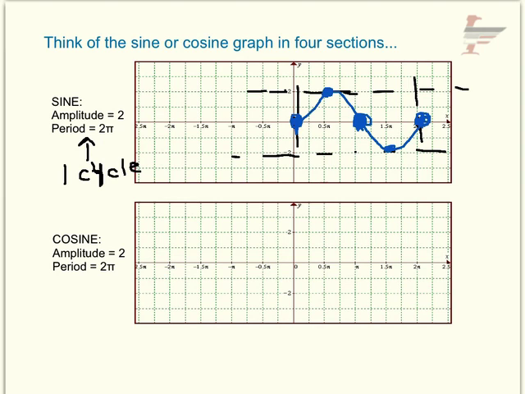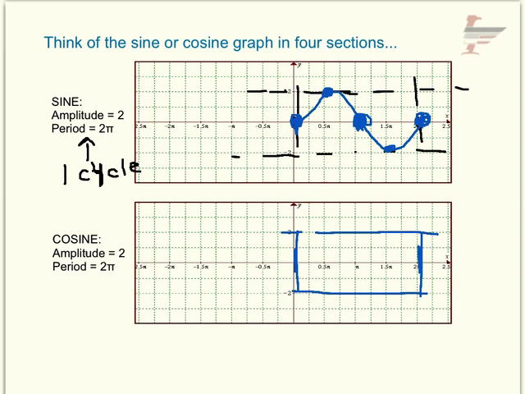Cosine, kind of the same thing. So your period is 2 pi. So from 0 through 2 pi will be one cycle, and your amplitude is 2. So it's kind of like between -2 and 2 in this rectangular region will be one cycle for your cosine wave.